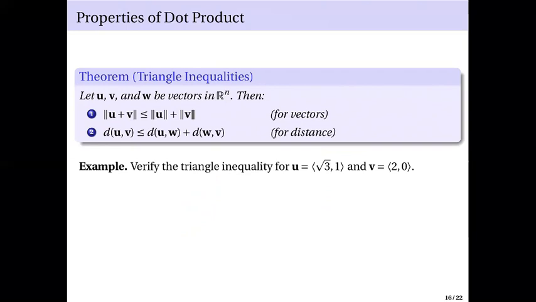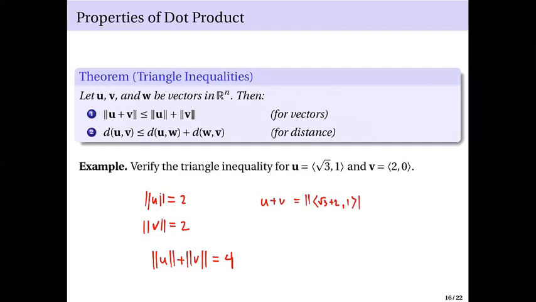And notice these are the same vectors that we have. So vector, the magnitude of U, we know it was 2. Magnitude of V, this is equal to 2. So if we add them, magnitude of U plus magnitude of V, this is equal to 4. Okay? As for U plus V, so this is equal to the vector square root of 3 plus 2, comma 1.